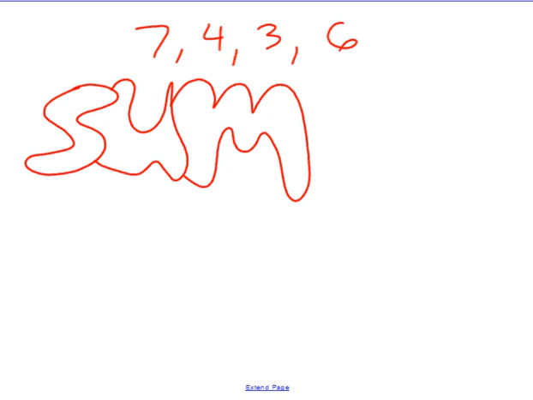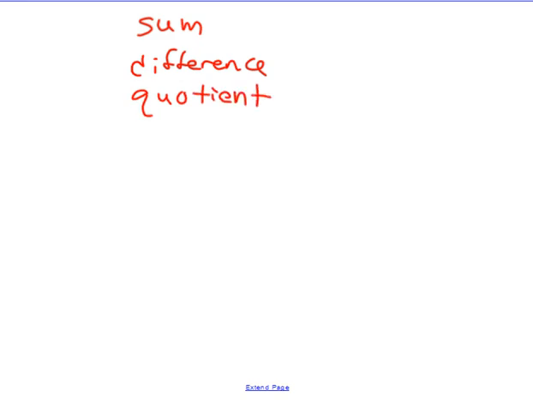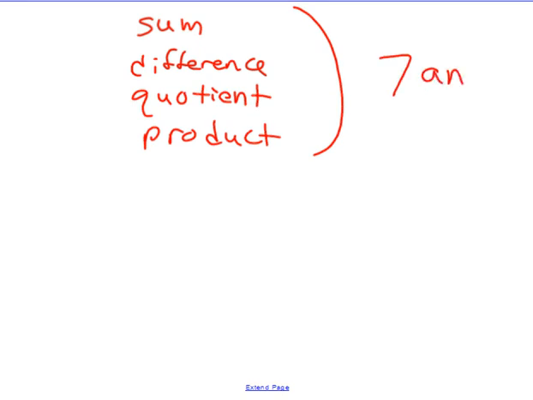What does the word sum mean? Kaylin? The answer to an addition problem is correct. So I need to add 4, 7, 3, and 6 together to find the sum. Because this is important. Because they're going to ask you this. Find the sum. Find the difference. Find the quotient. And find the product. And they'll give you 7 and 4.